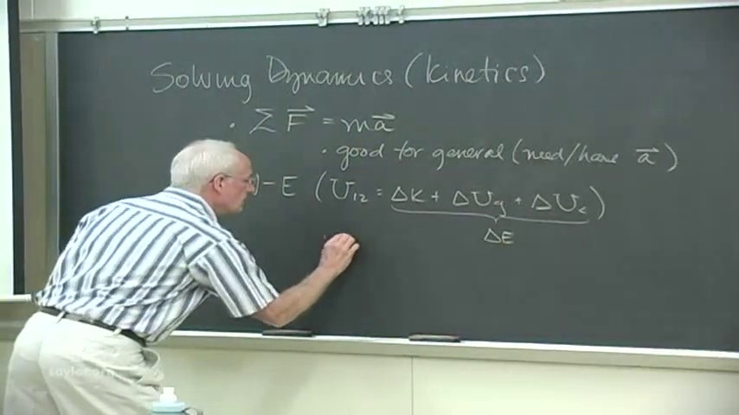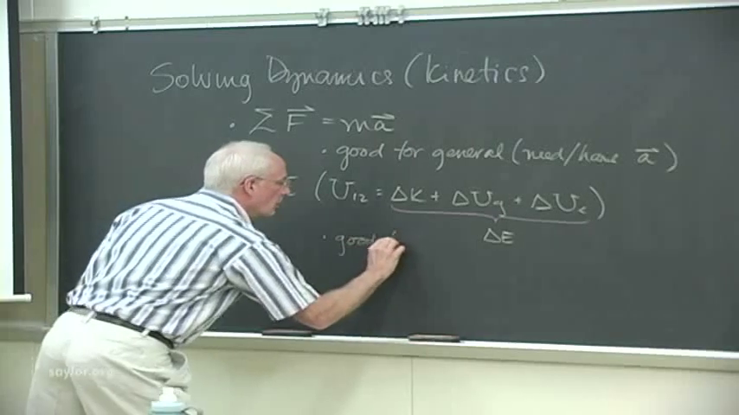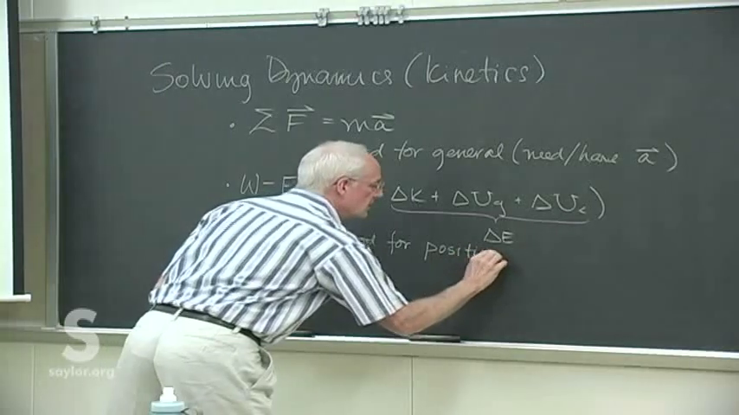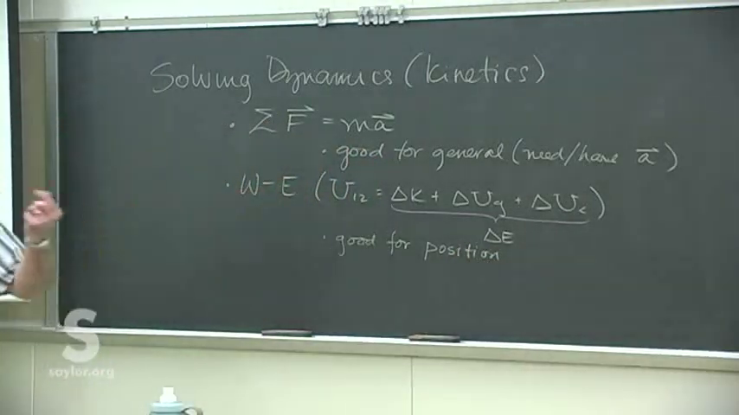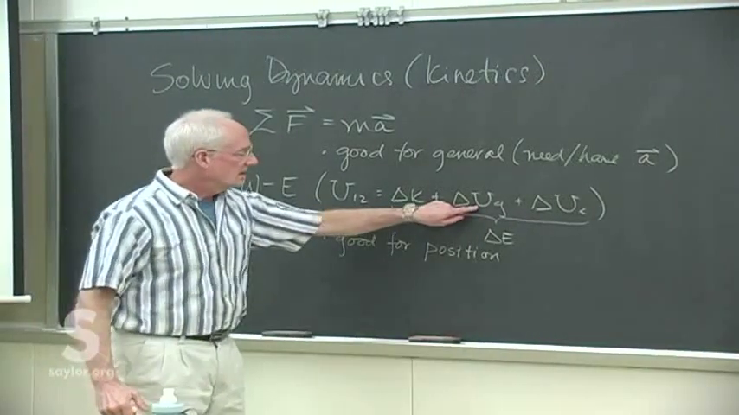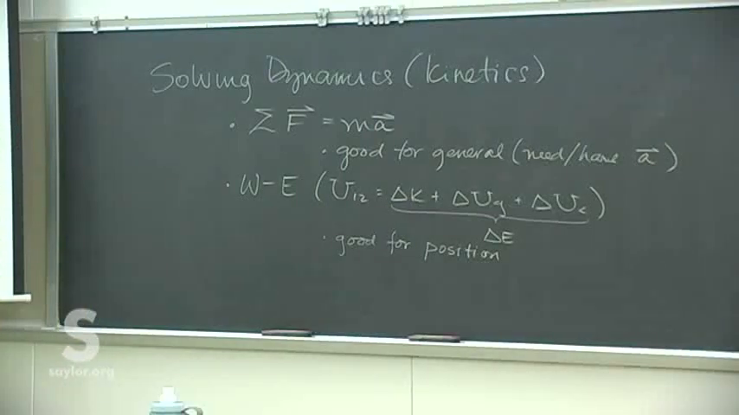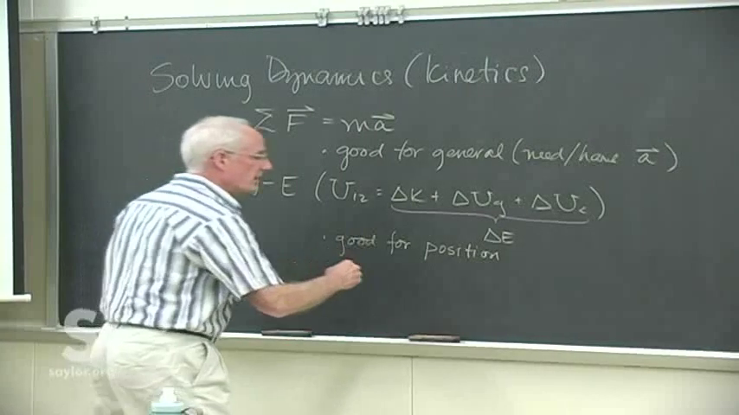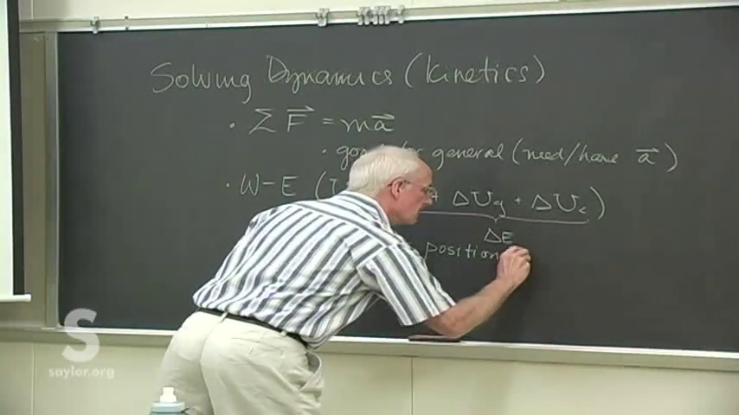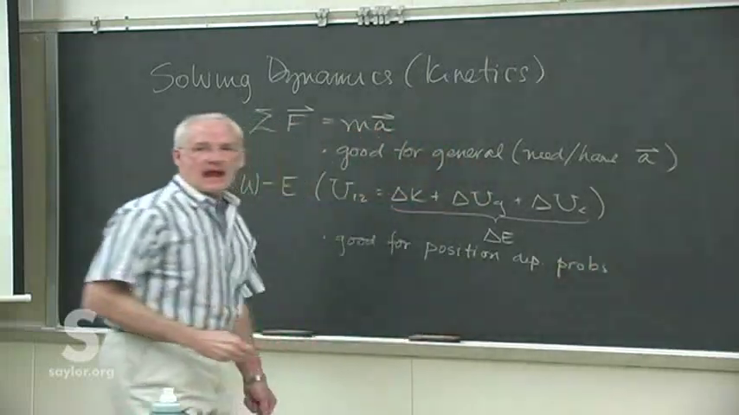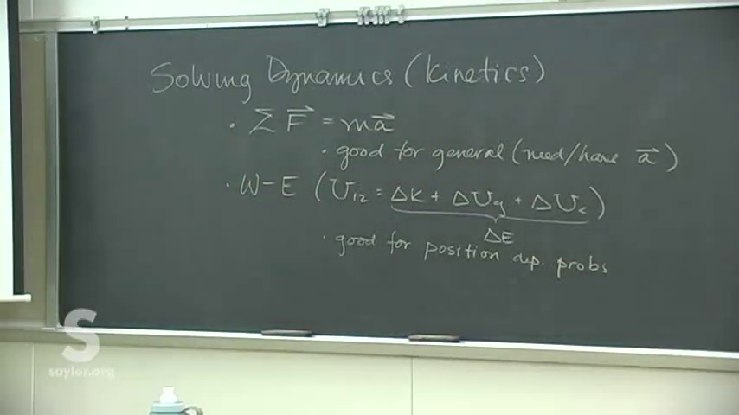This was really good, if you remember, for position-dependent problems. Because the work term had a distance in it, the distance over which a force acts. The gravitational and elastic potential energy terms both had position components to them. So very, very good for position-dependent problems. Those that have some distance as part of them, or ask for those distance.